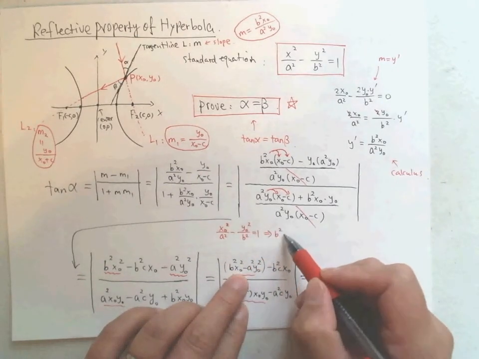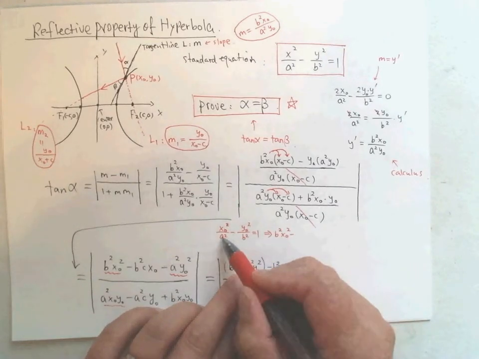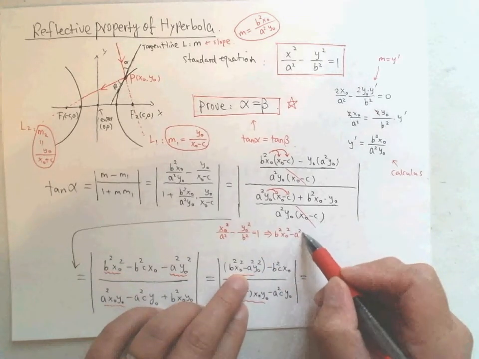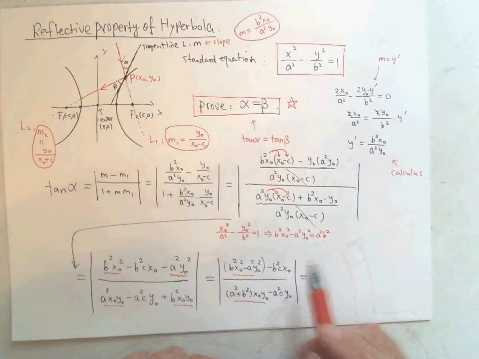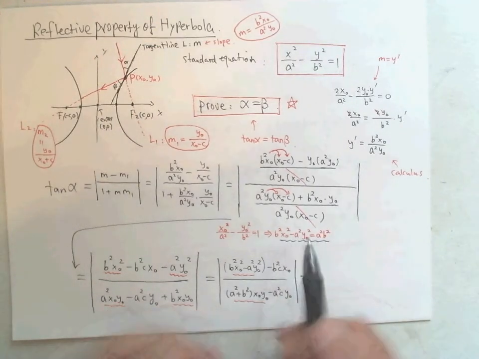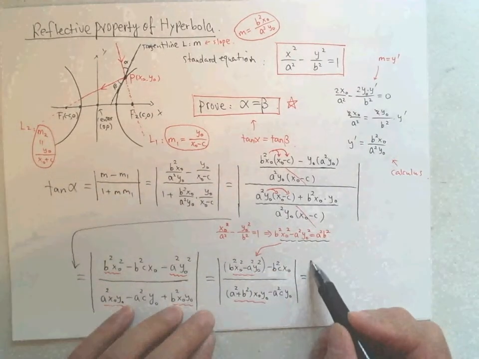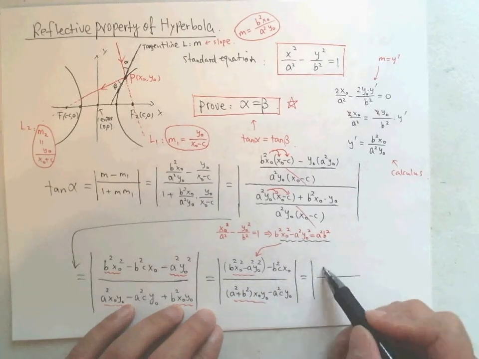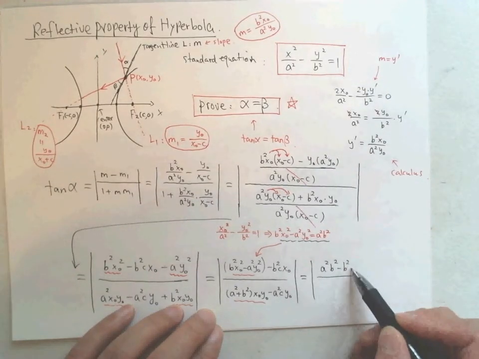Multiply a square b square on both sides. What we get is b square x0 square minus a square y0 square equals a square b square. See, this is the one we need. This is exactly the one we need. I plug that one in here. Okay, we can simplify. What do we get? b square x0 square minus a square y0 square is a square b square. Okay, here is a square b square, very simple.